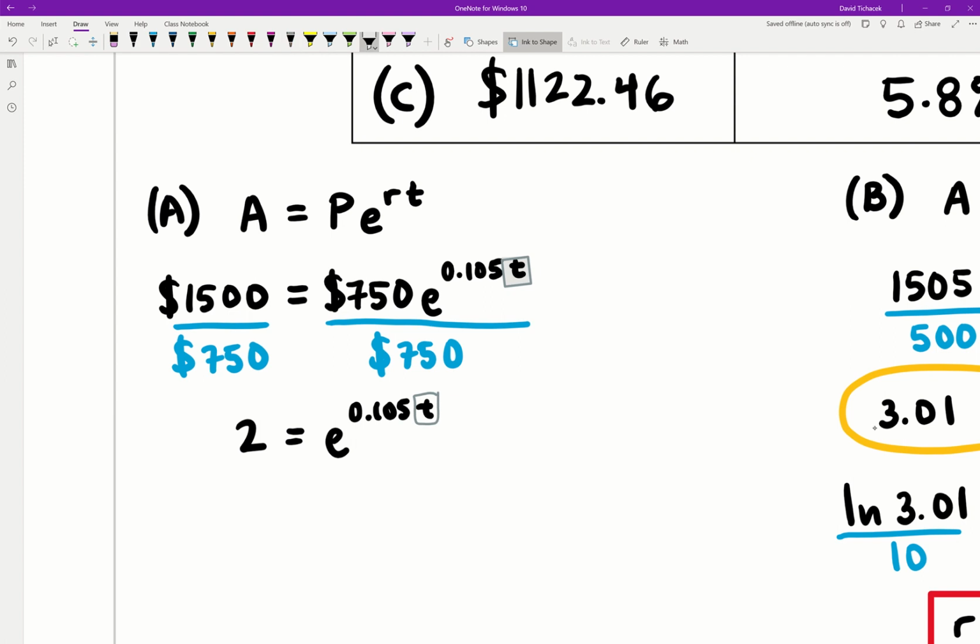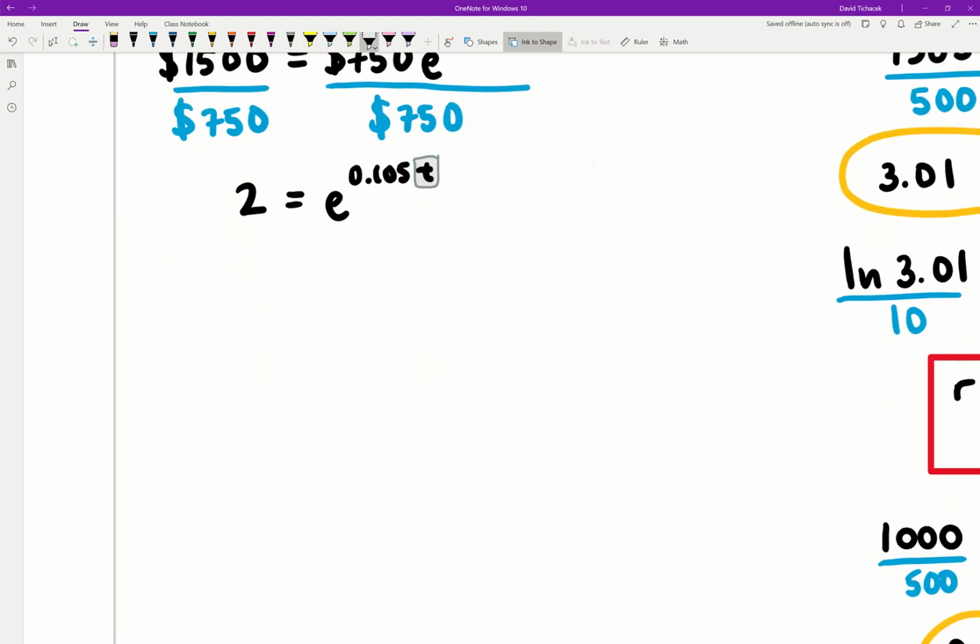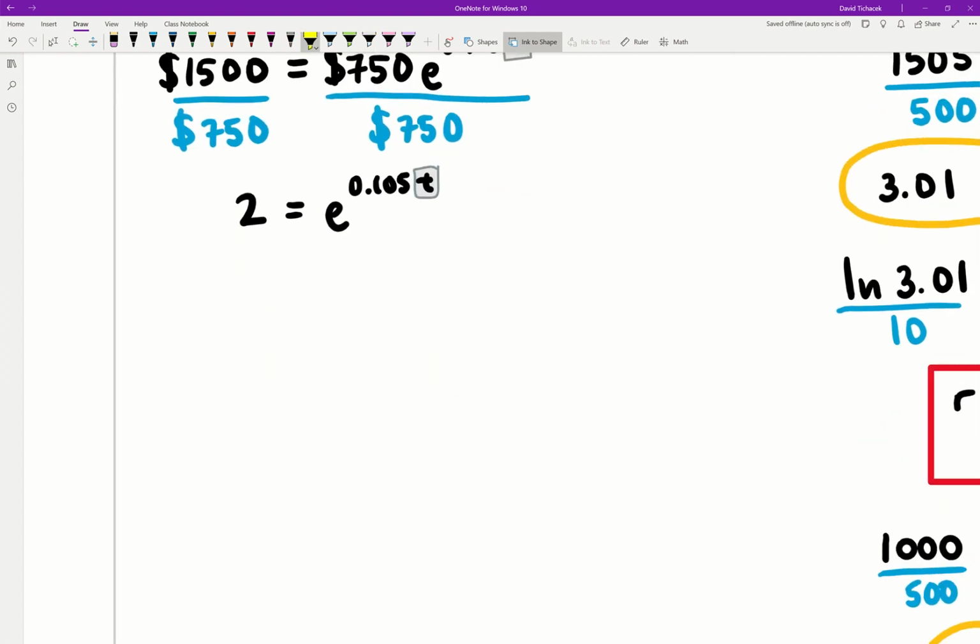And so now that we've isolated that exponential, what we now need to do is make sure to translate the language over to logarithm language so that we can get t out of the realm of that exponent here. And so if we loop around to translate the language, that's going to be the log base e, or the natural log, of 2 is equal to 0.105 times t.